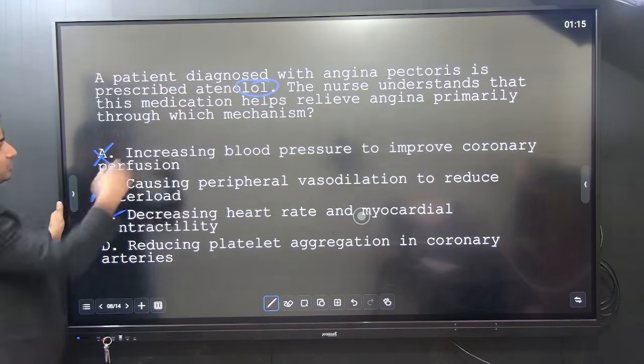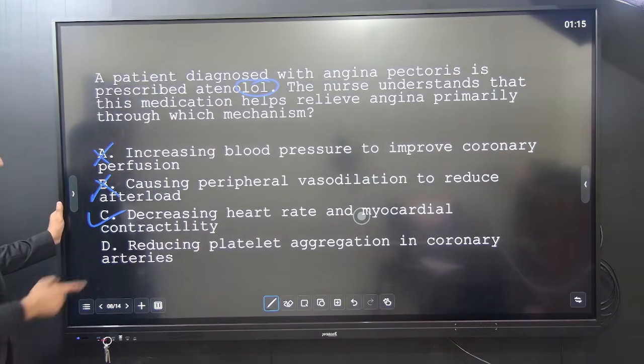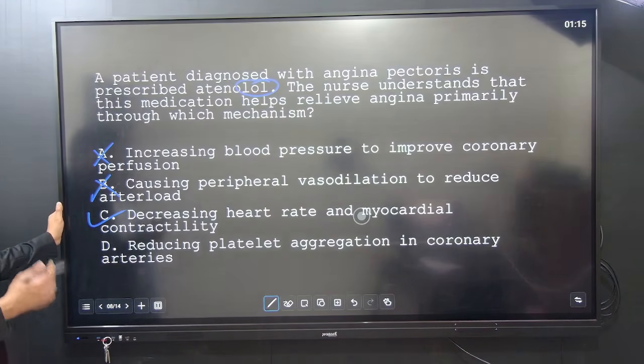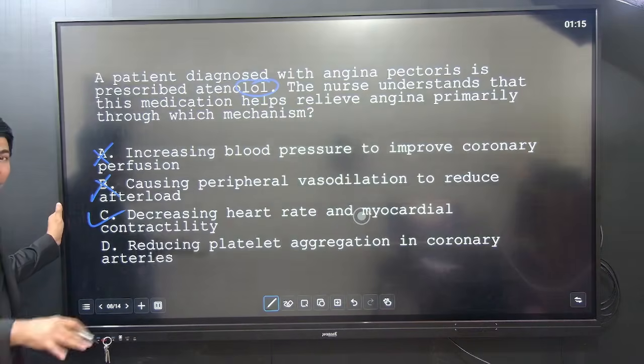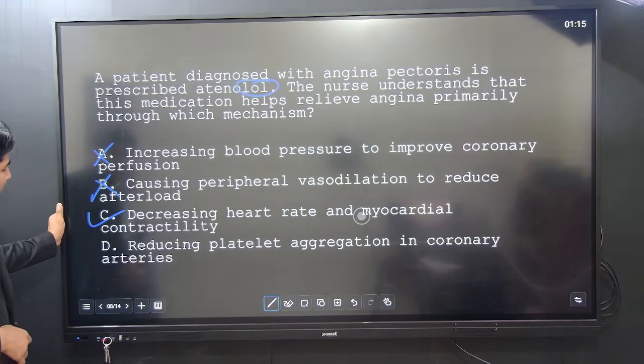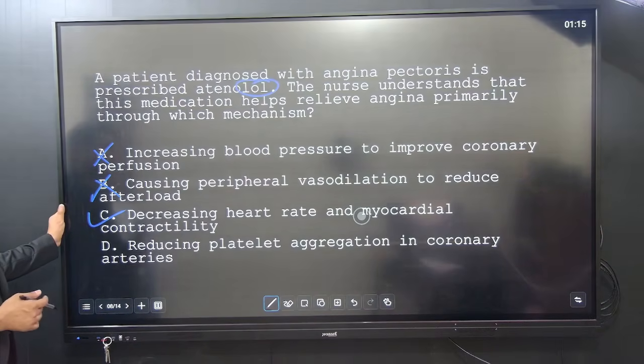So this means that atenolol or beta blockers decrease the heart rate and decrease myocardial contractility. This means they reduce the heart's workload. This means they will reduce the oxygen demand within the heart. Reducing platelet aggregation in the coronary arteries? That is, it doesn't aggregate platelets in the coronary artery. That's done by antiplatelet drugs like aspirin and clopidogrel.